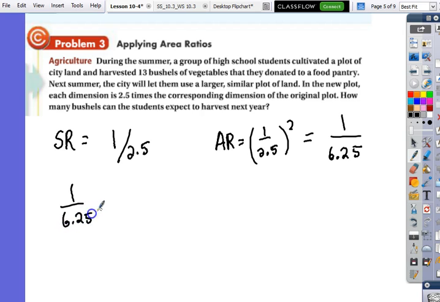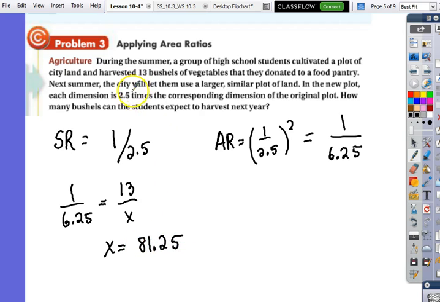So now we're wanting to figure out how many bushels I'll be able to make. So I harvested 13 bushels the first time. Now, was that with the smaller plot of land or the bigger plot of land? So the 13 will go up here, and then the x will go here. And so this is a real simple cross multiplication problem. X is just going to equal 13 times 6.25, or 81.25 bushels.